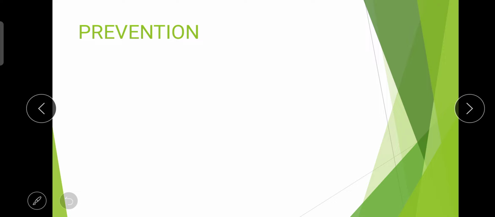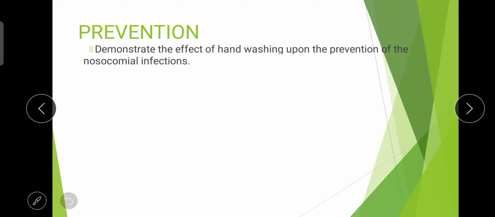Next is prevention of neonatal infection or neonatal sepsis. The first one demonstrates the effect of hand washing on the prevention of nosocomial infection. Nosocomial infection means hospital acquired infection, which means the baby did not have infection before, but from the hospital, from other patients, because of unhygienic methods the baby got infection.